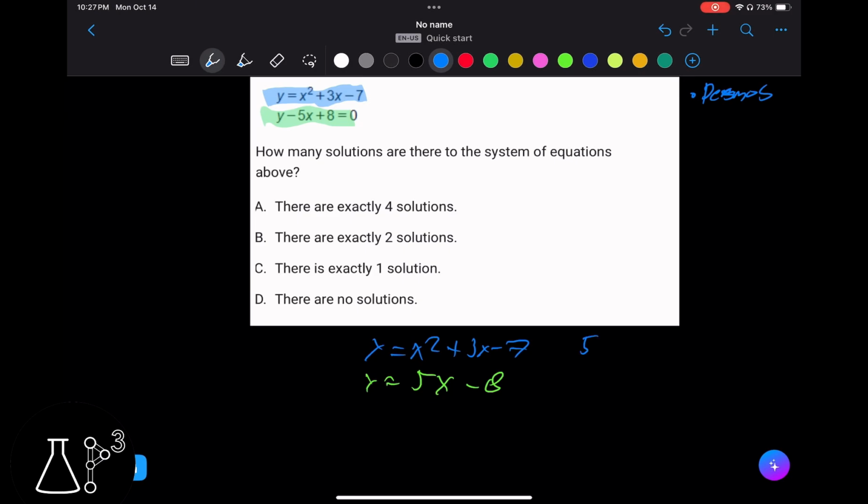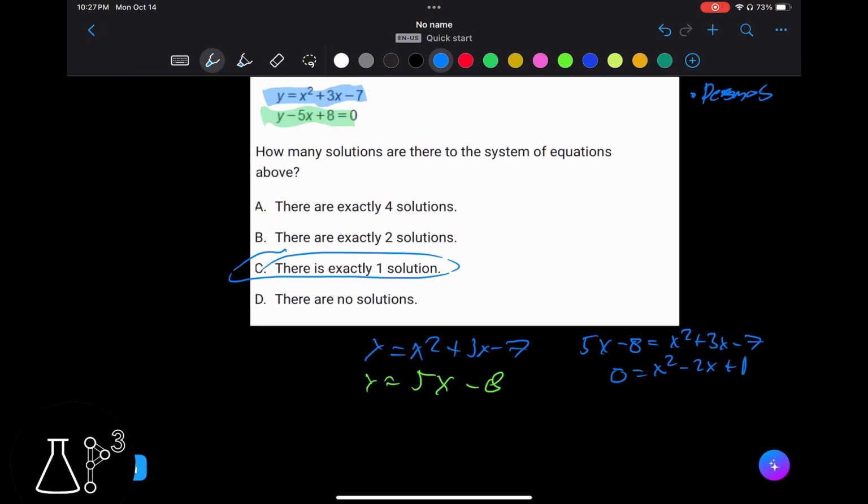So 5x minus 8 equals x squared plus 3x minus 7. And if I plug that in, I'm going to get 0 equals x squared minus 2x plus 1. Now, notice something really quickly. I'm given a quadratic equation. Because I have a quadratic equation and it equals 0, I can determine that this is exactly one solution. Therefore, our answer is C, because of the discriminant rule.